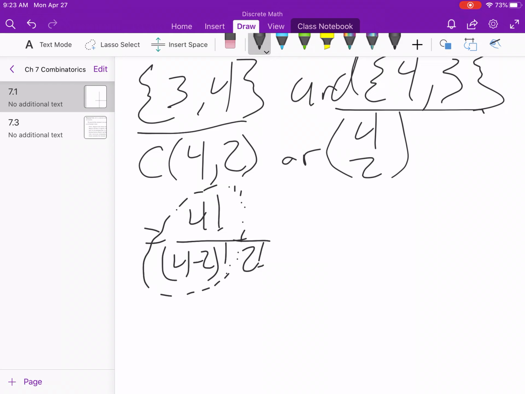Whereas if I just put people in a group to work on something, and I had no particular order, like the order I'm choosing them in doesn't matter for roles, then the order wouldn't matter. The group with student 1, 2, and 3 is the same no matter which order I choose student 1, 2, and 3 in.